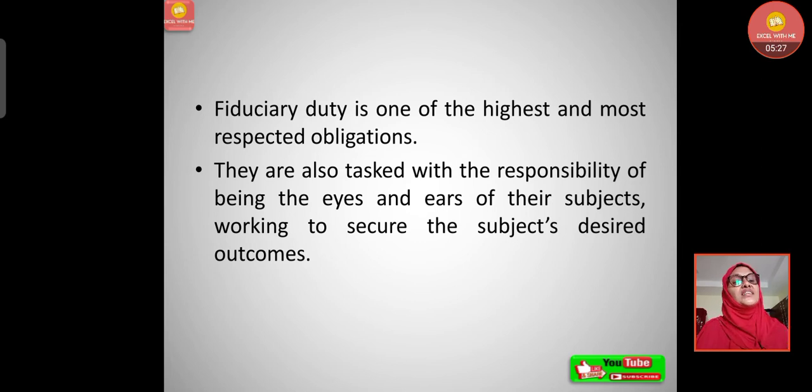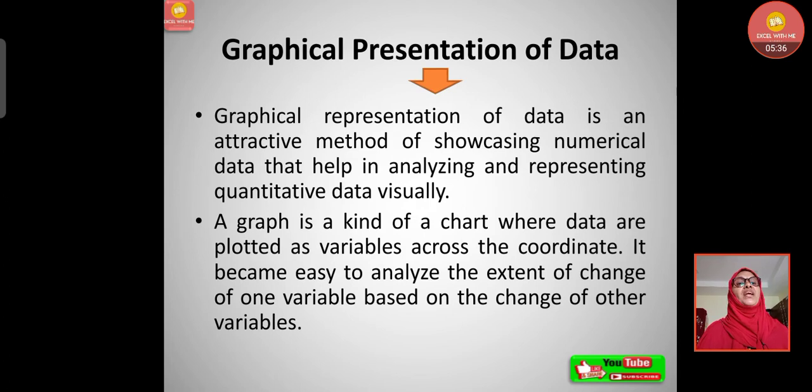They are also tasked with the responsibility of being the eyes and ears of their subjects, working to secure the subject's desired outcomes. Now, let's see the next one, that is graphical presentation of data. Graphical presentation of data is an attractive method of showing numerical data that helps in analyzing and representing quantitative data visually. A graph is a kind of chart where data are plotted as variables across the coordinate.